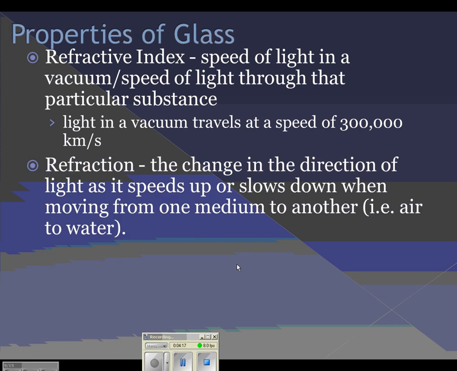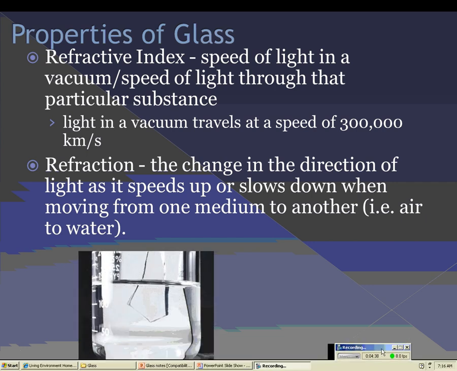And if we talk about refraction, it's the change in the direction of light as it speeds up or slows down when moving from one medium to another. So when we're talking about medium, we can talk about air to water, we can talk about different oils. In the lab, we'll use water, clove oil, and vegetable oil, and see the different behaviors of the light.